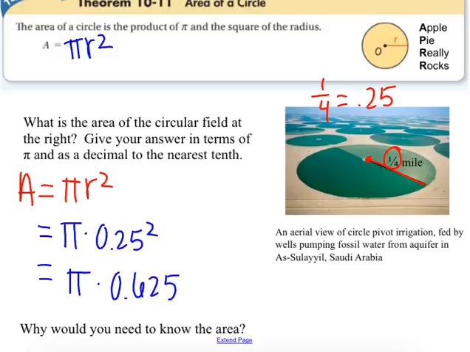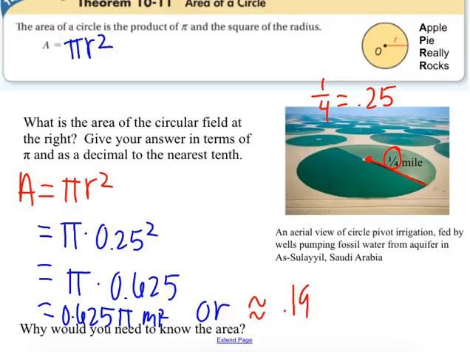So I'm going to write equals 0.625 pi miles squared. Or, since it wants it as a decimal, I'm going to take 0.625 times pi and get approximately, it's an approximation, 0.1963 miles squared. That is the area of this field here found in Saudi Arabia.